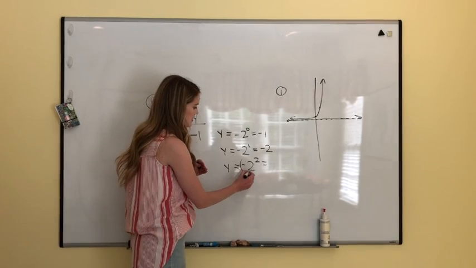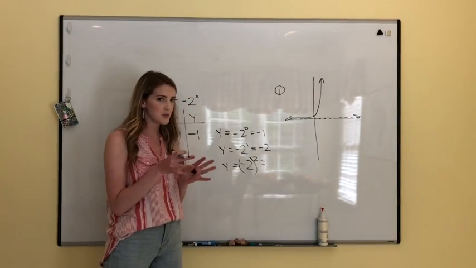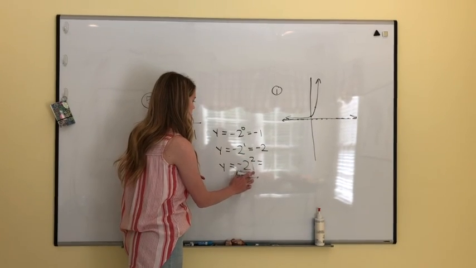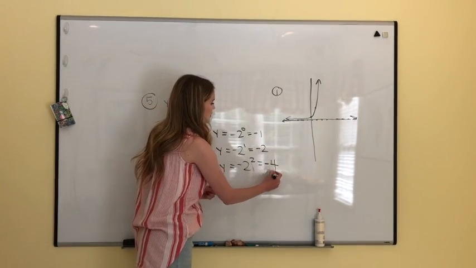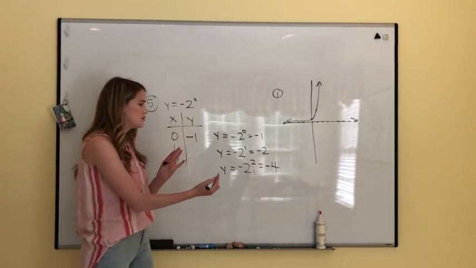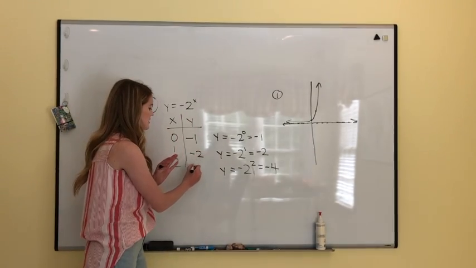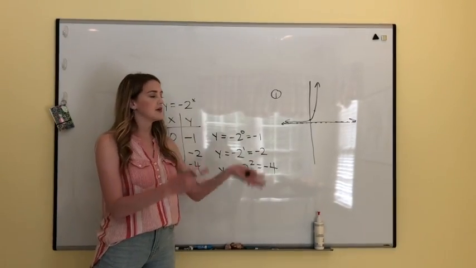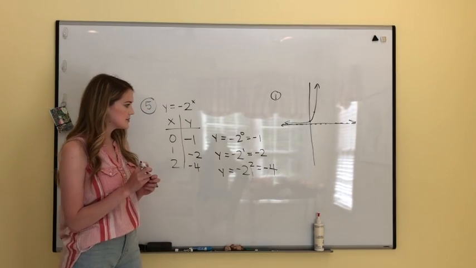It would be 4 if it was like this, but it's not in parentheses. So -2 squared is actually a -4. If the negative sign is not included in parentheses, then you're not going to include it when you square it or cube it or any other exponent that you use.